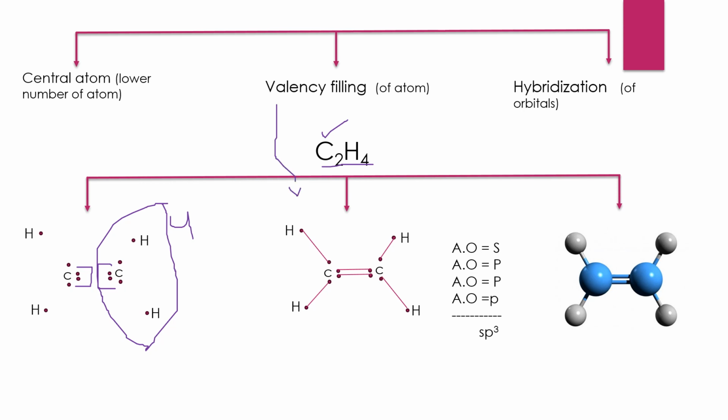Here we know that these hydrogens are at the s-axis, then P, and then again P, so it will be like that. After that, the hybridization of those electrons would be sp3 tetrahedron, and the final construction will be like this.